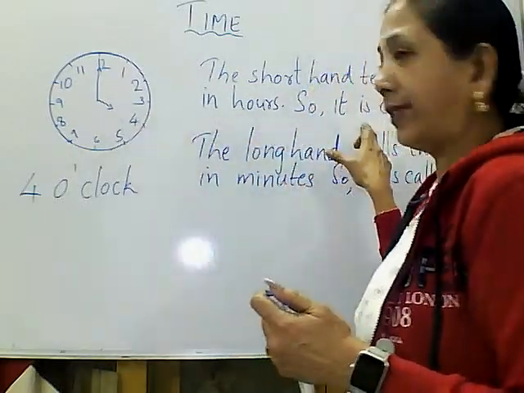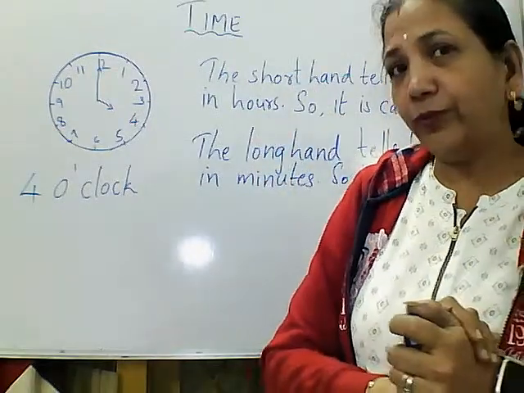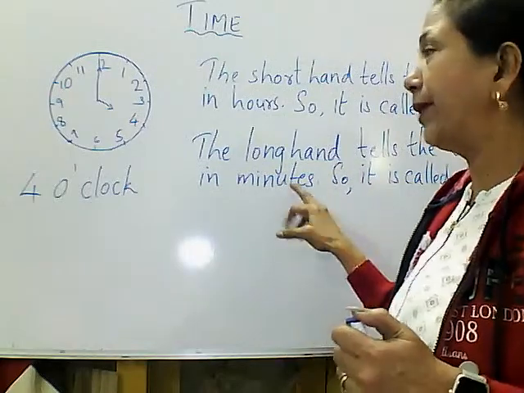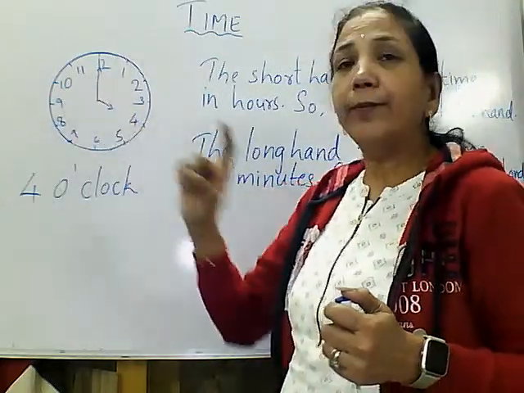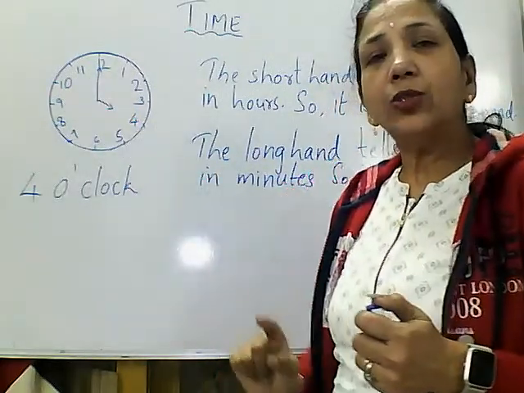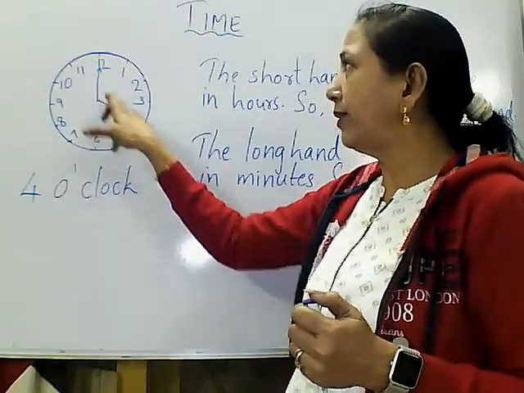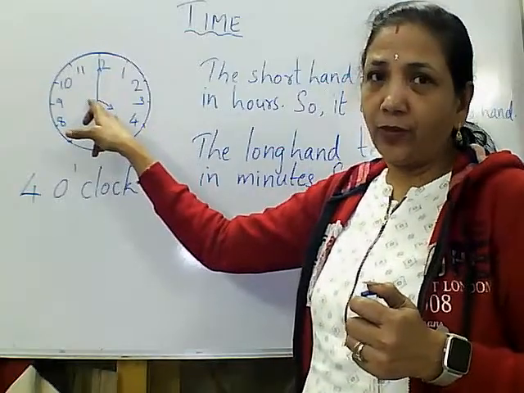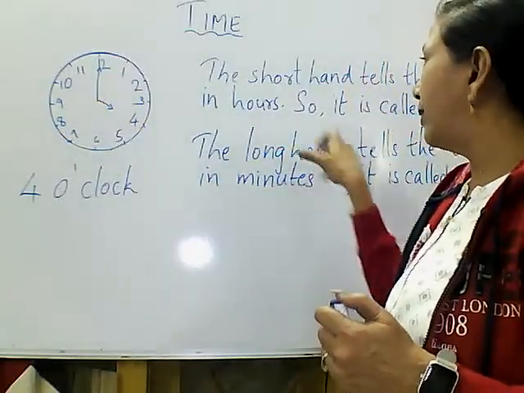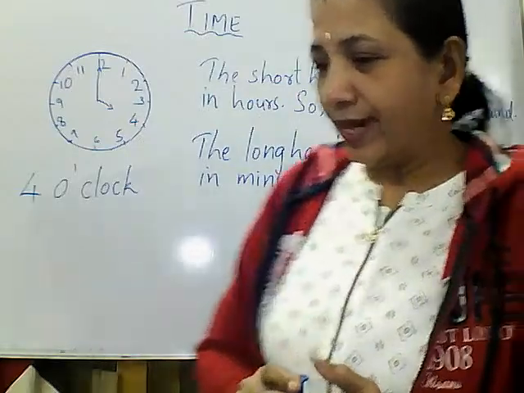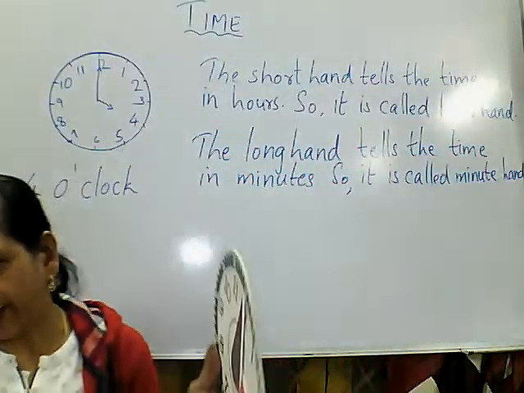So it is called hour hand. Okay, note down in the notebook for understanding. The long hand tells the time in minutes. Ye lamba wala minutes ko show karta hai. So that hand is called minute hand. So hour hand and minute hand. Okay. Hour hand and minute hand. So please note down in the notebook. Then I will explain using this clock.